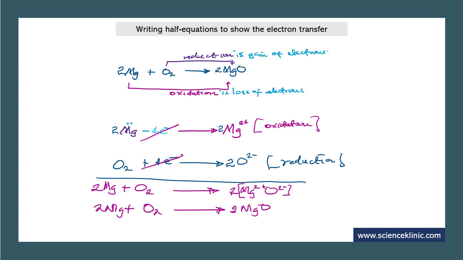So they can ask you to use the half equations to show electron transfer, and we've seen it now. Minus 4 electrons means electrons are being lost by magnesium, and that is oxidation. And plus 4 electrons means electrons have been gained by oxygen, and that is reduction. And that's it.